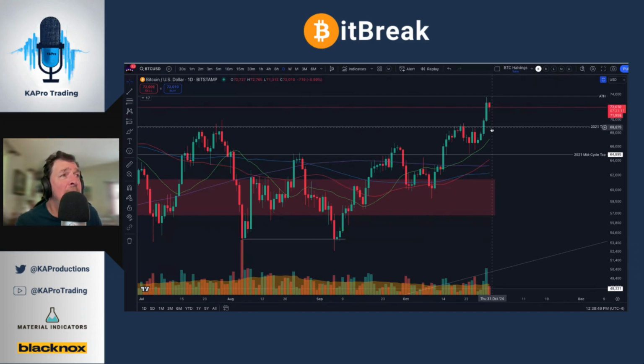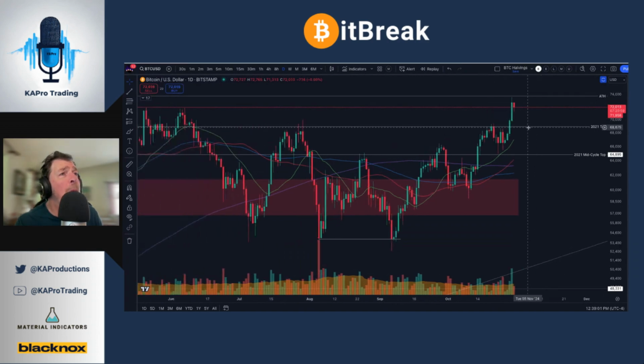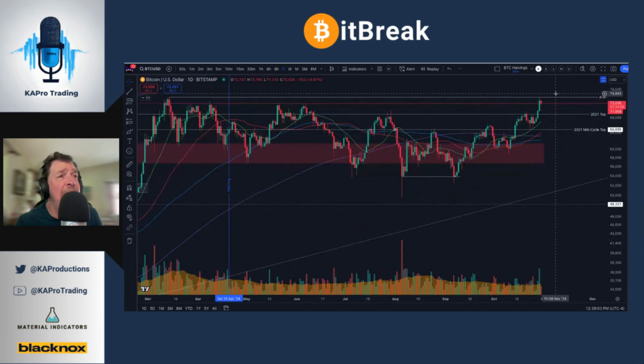We need some strength because these celery sticks tend to retrace. So would you rather retrace from here, go test this, and boom, work our way out? Or would you rather shoot to 75K, 80K or higher, and then come back and retest these levels? So I think this is a healthy move right now. We'll see how things develop.